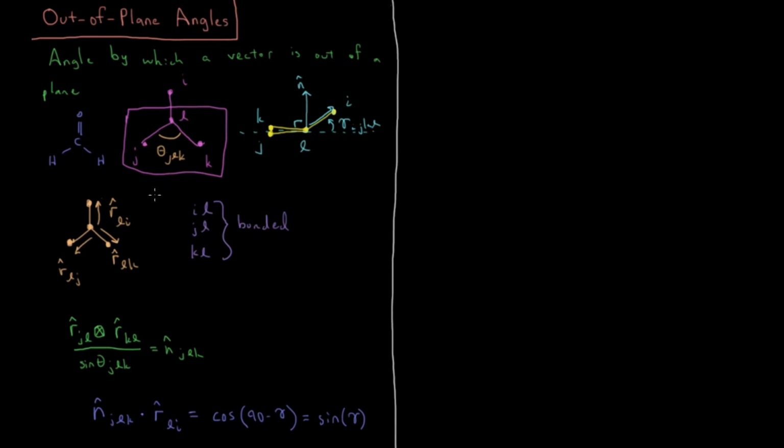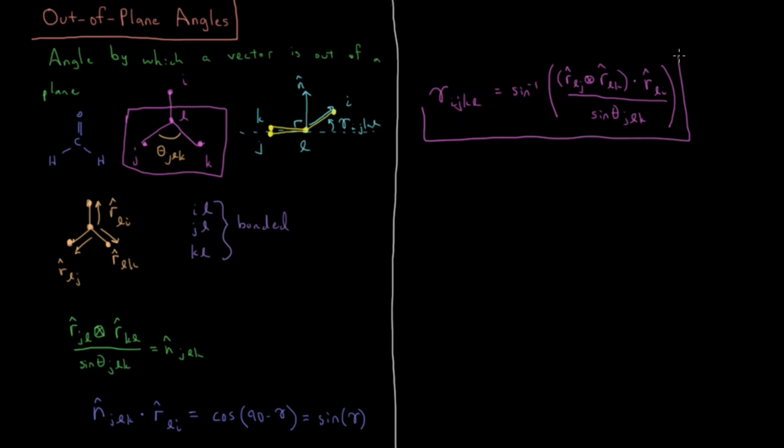Okay, so simplifying this into a final expression, we have that phi ijkl equals the arc sine of the quantity r hat lj cross r hat lk, dotted, resulting vector dotted with r hat li, and that is divided by the sine of theta jlk. Okay, so this is our final expression for what this out of plane angle phi is going to be.